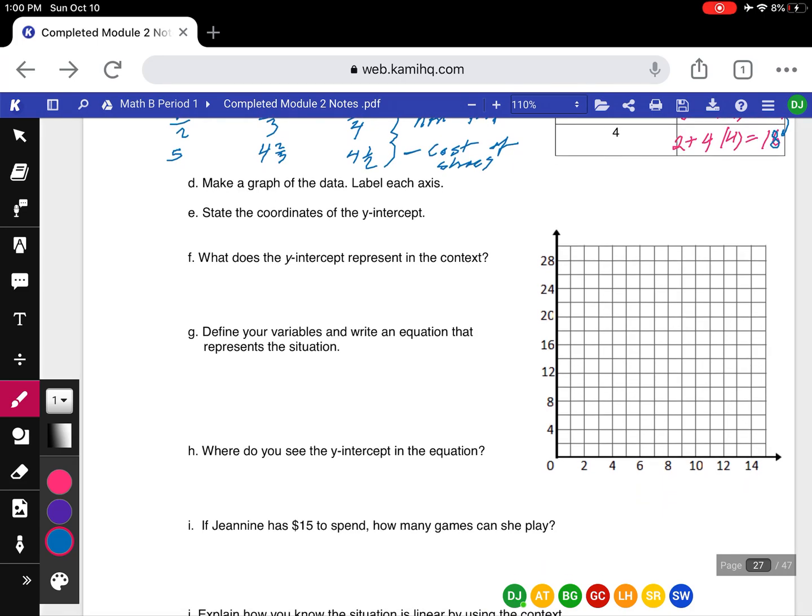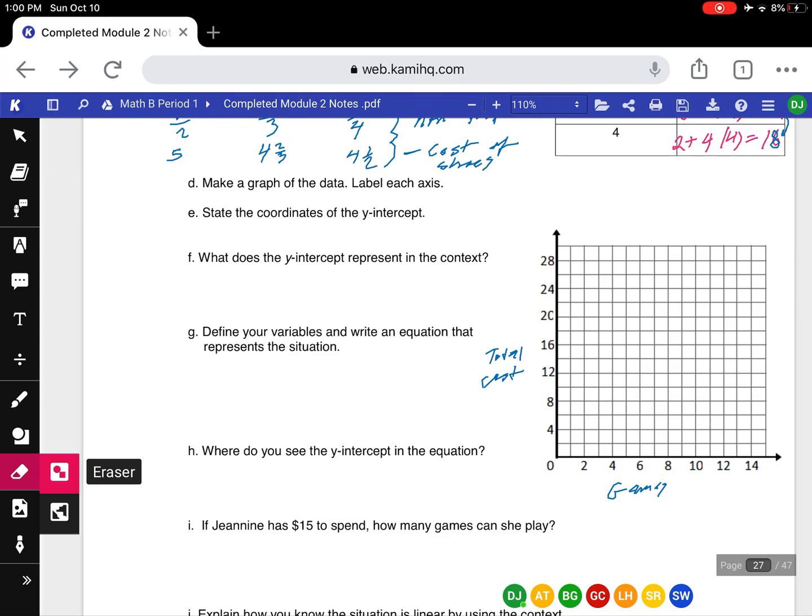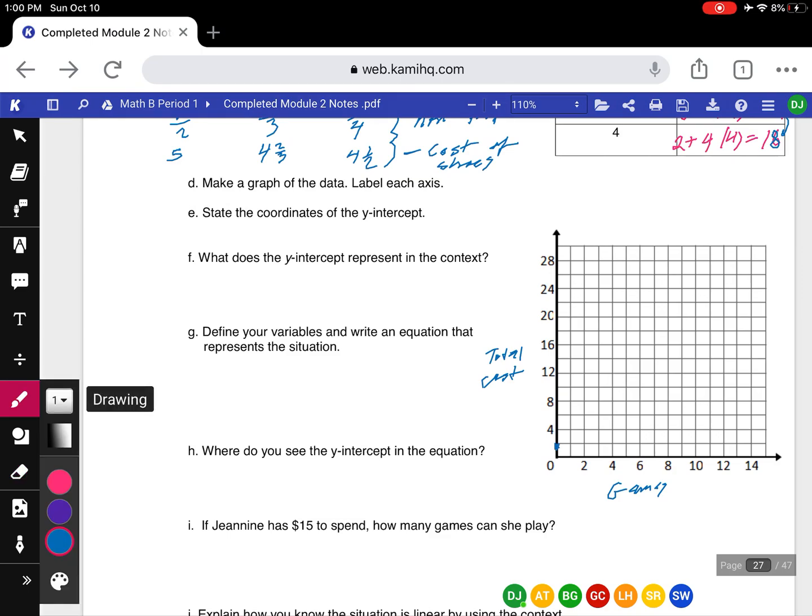So next what we're going to do is make a graph where the x-axis represents the total amount of games, and the y-axis represents the total cost. If I have to pay, no matter what, $2 for a pair of shoes, and now I'm going to have to spend $4 per game, that means I'm going to go up 4 per game. So up 4 over 1, up 4 over 1, and so on and so forth.